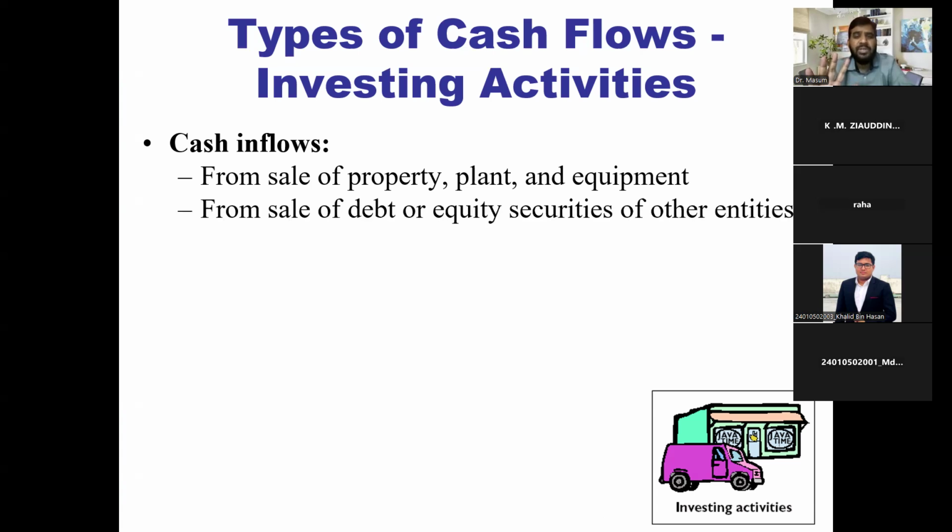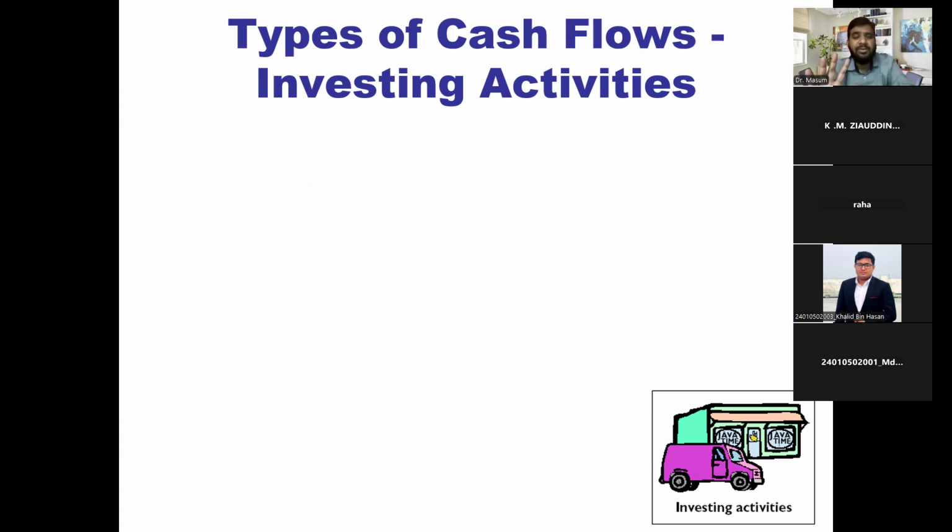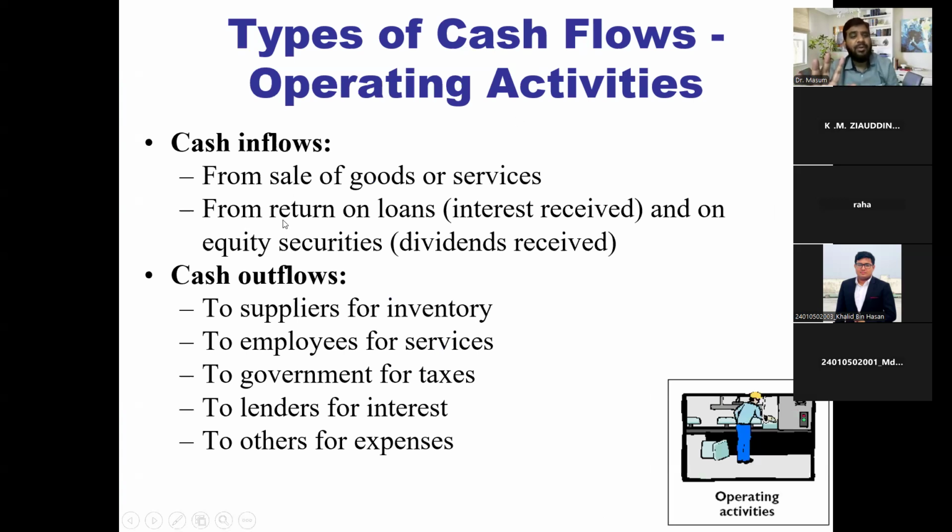From sale of debt or equity securities. So here, that means you invested funds. From return on loans, are you getting? So you provided a loan, interest is operating. Dividend is operating. But when you are selling the security, security means shares. When you are selling the shares, this is investment. Similarly, interest is operating, but loan is not operating. Loan is financing activity.